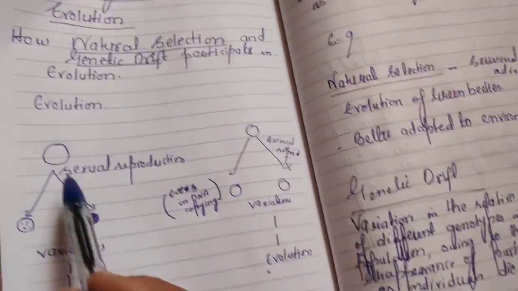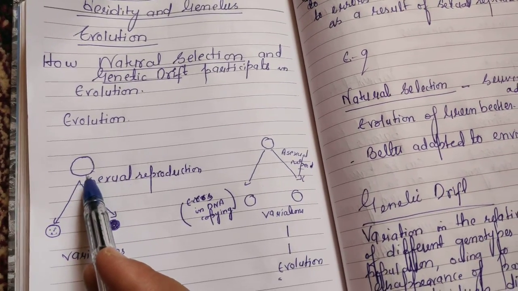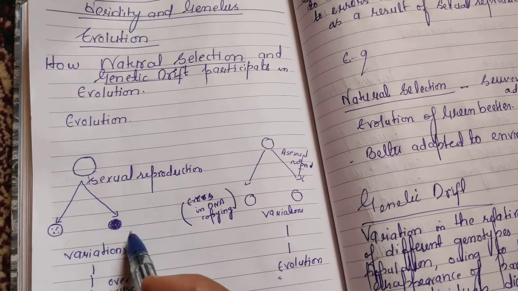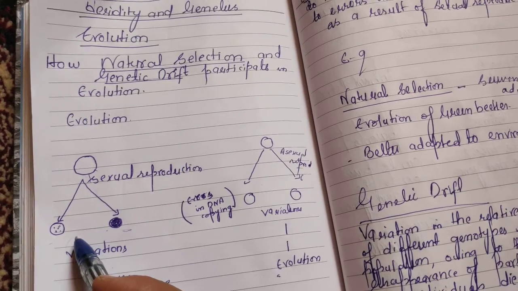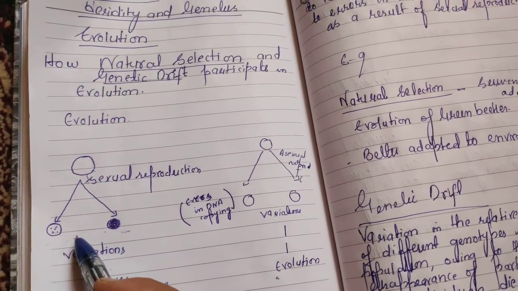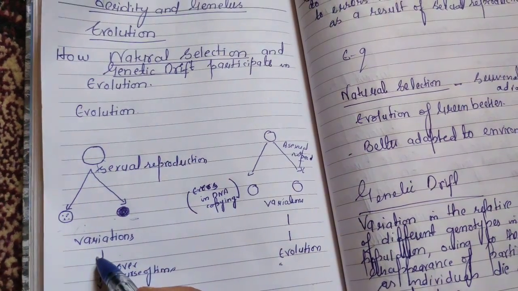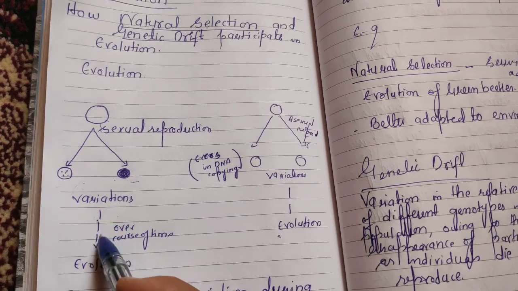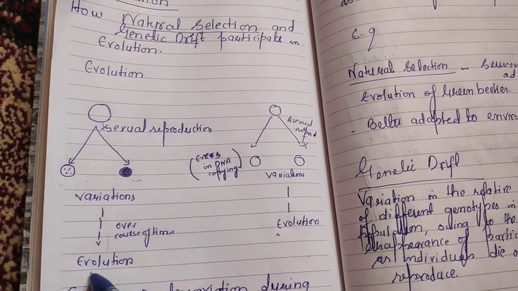What is evolution? During sexual reproduction, when organisms reproduce by the sexual method, no two organisms are alike. There is a difference in offspring. Even brothers and sisters are not alike. Thus, there is variation, and over the course of time these variations lead to evolution.